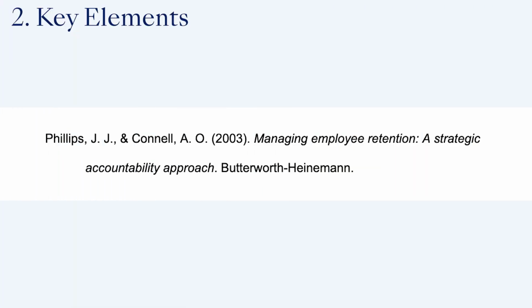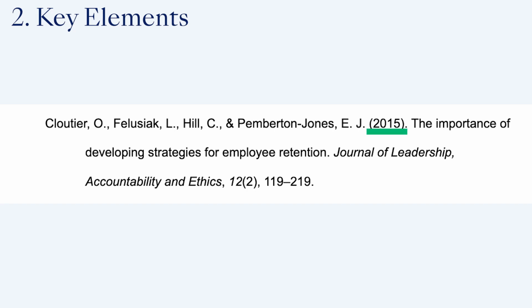For example, in this reference for a book, we have the names of the authors, the year of publication, the title, and the name of the publisher. For this journal article, we have author names, year of publication, article title, the name of the journal, the volume, and the issue number, and the page range of the article. If you're not sure what to include for a specific type of source, check the APA playlist where I break down referencing different specific sources.